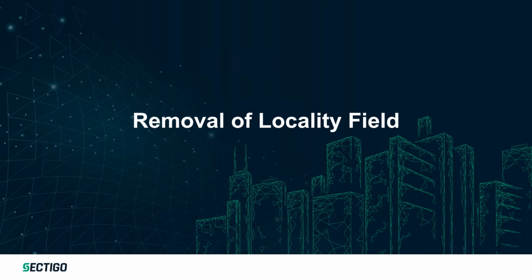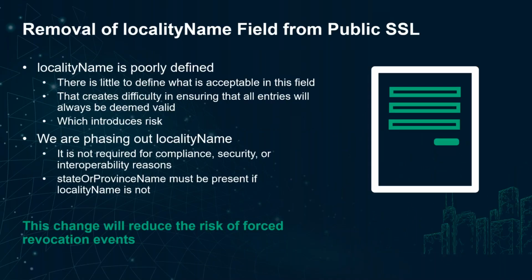Now let's segue to something that in some ways is a not dissimilar topic, which is the removal of the locality field. There is a field in OV and EV SSL certificates called locality name. It's not in DV certs because that kind of stuff isn't in DV. And there are various fields that identify your organization: organization name, street address, locality name, state or province name, country name.